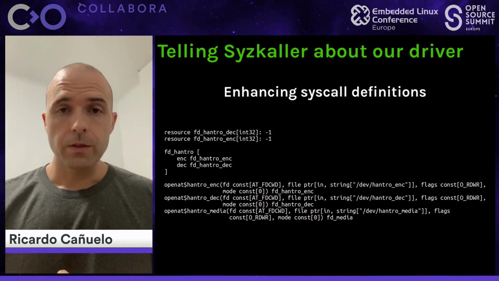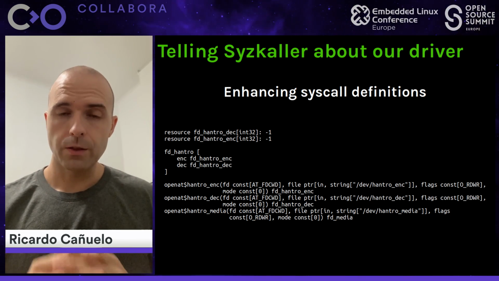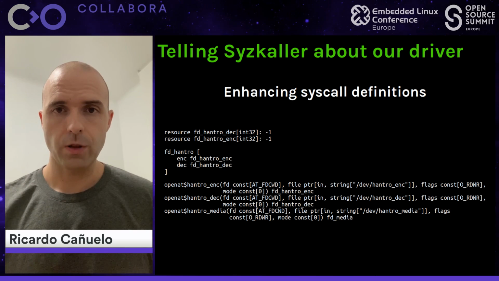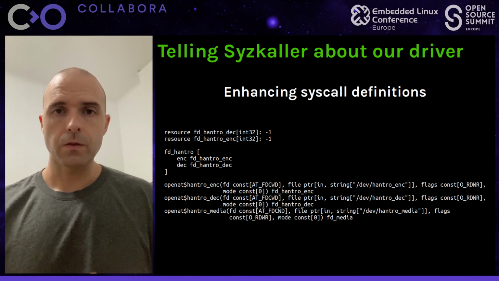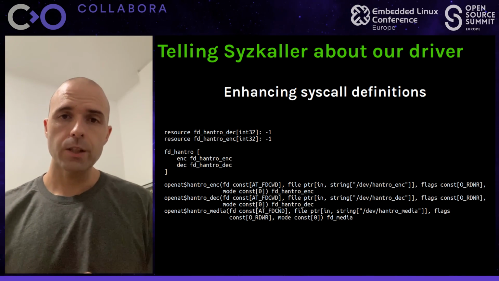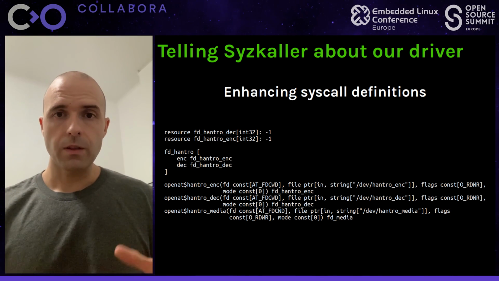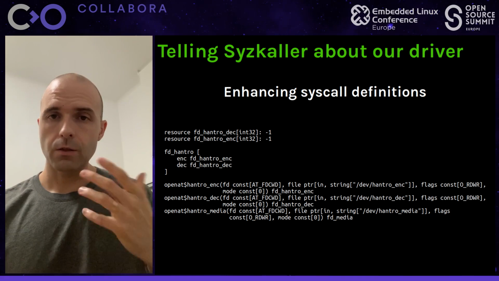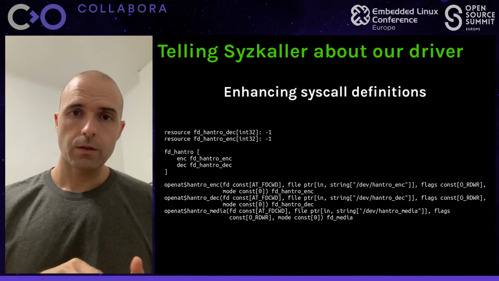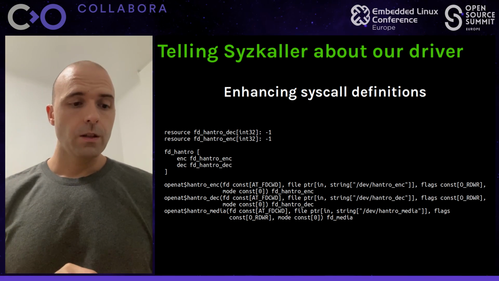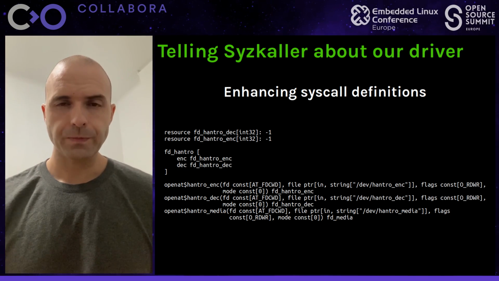So the first thing we'll need to do is to make sure that Syzkaller knows about the interface for our driver. And that means refining and improving the description of system calls. Now, the collection of system calls descriptions in Syzkaller is something that is a work in progress and it's always evolving. So this means that there will be some parts of the system call API which are described in more detail than others in Syzkaller.